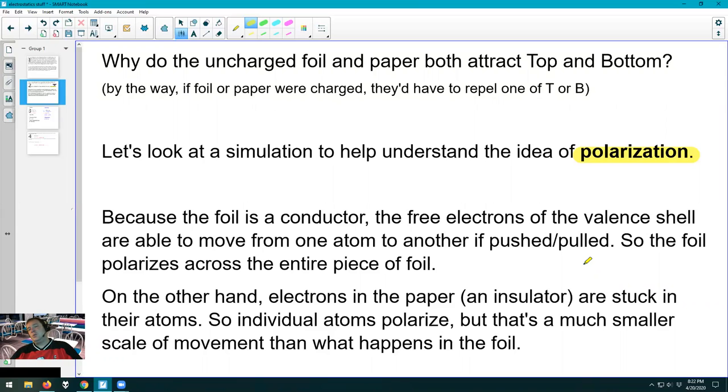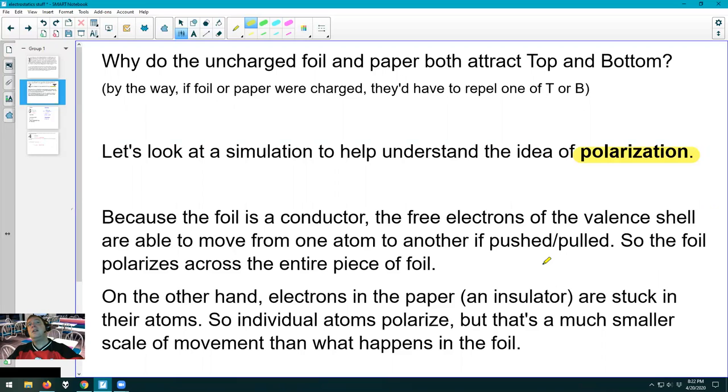So in that situation, the individual atoms would polarize, but individual atoms polarizing is a much smaller scale. And so, sure, there are a lot of atoms that each polarize, but on the whole, there's going to be less charge movement, less shifting of charges, less separation of how close are the positives of the wall to the balloon versus how close are the negatives of the wall to the balloon. Or replace the wall with a piece of foil, replace that with a piece of paper. So that's why we see that the attractive force is larger with a charged object and a conductor versus a charged object and an insulator.